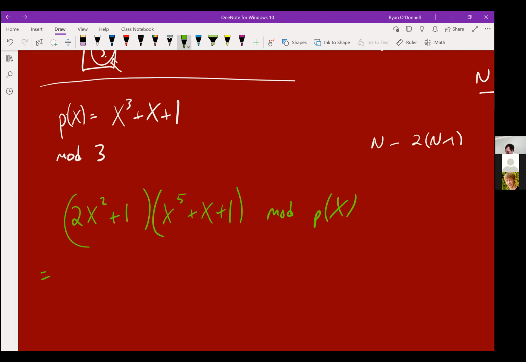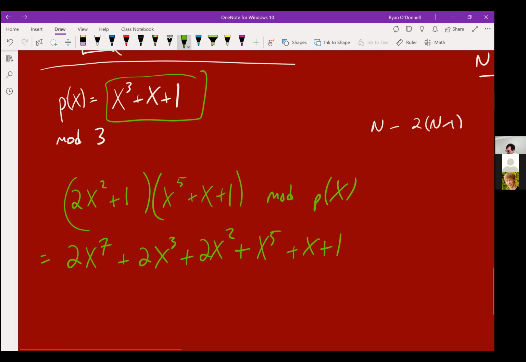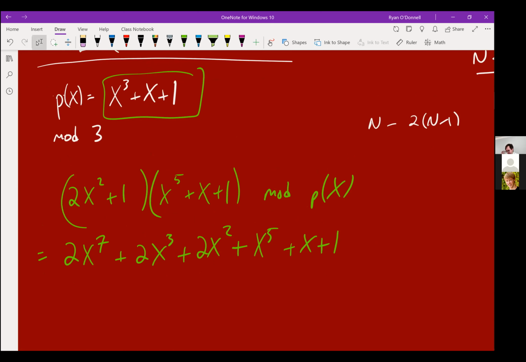First we multiply this out like normal. So we get 2x to the 7 plus 2x cubed plus 2x squared plus x to the 5 plus x plus 1. Now we have to mod out by x cubed plus x plus 1. You can do it mentally: what would be a good multiple of x cubed plus x plus 1 to subtract out? Looking at the biggest thing we're trying to get rid of, maybe I should subtract 2x to the 4th times x cubed plus x plus 1.